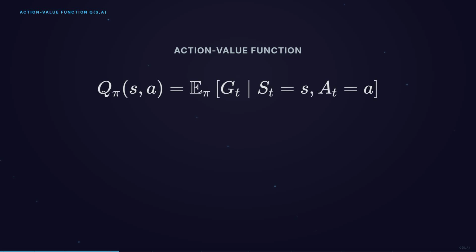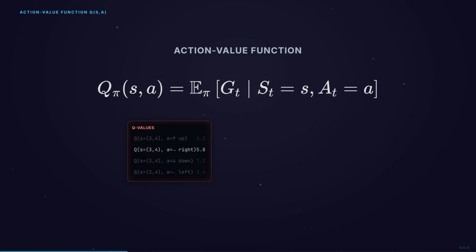The state value function tells us how good a state is, but the agent doesn't just exist in states, it takes actions. We need a function that evaluates state-action pairs. The action value function, Q pi of S, A, answers: if I'm in state S, take action A, and then follow policy pi for every step after, what's my expected return? Q is strictly more informative than V.